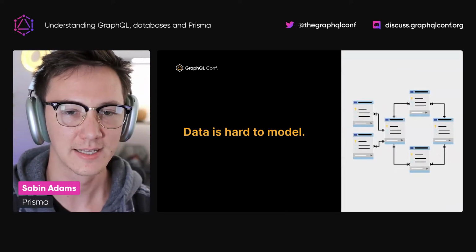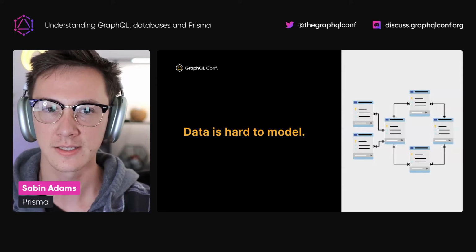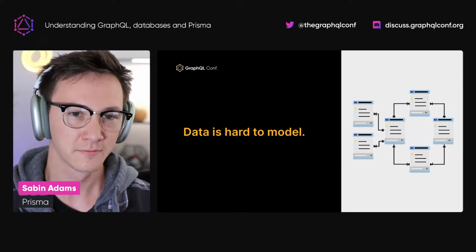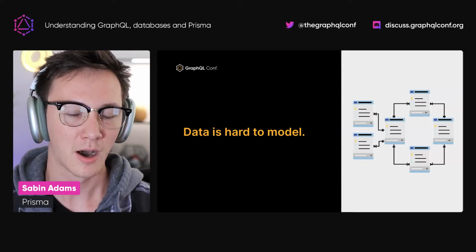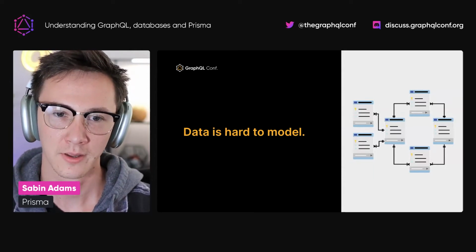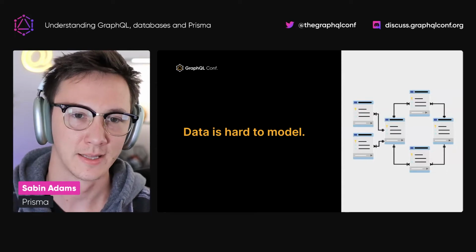But as this slide says, it is a very hard task to do this. So I've put together a non-exhaustive list of just high-level overviews of some of the things that I think make modeling your data very difficult. And then we're going to talk about some solutions to these.